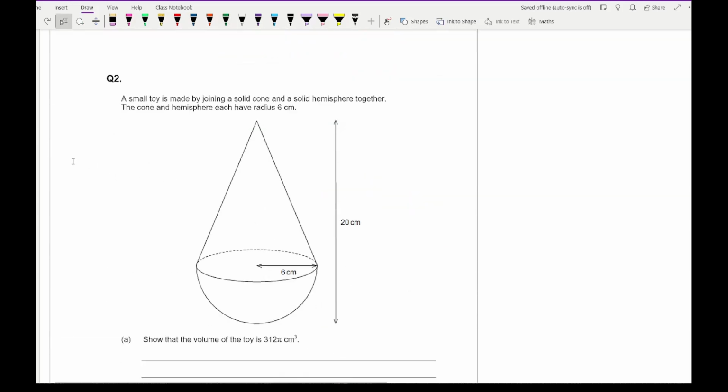Moving on to question 2, so here this is where it uses a cone and a hemisphere. It says a small toy is made up by joining a solid cone and a solid hemisphere together. The cone and the hemisphere each have a radius of 6 centimeters. And part A is asking us to show that the volume of the toy is 312 pi. So here we've got A and B. So looking at A, the volume of the cone is going to be equal to, now the volume of a cone is 1/3 pi r squared h.